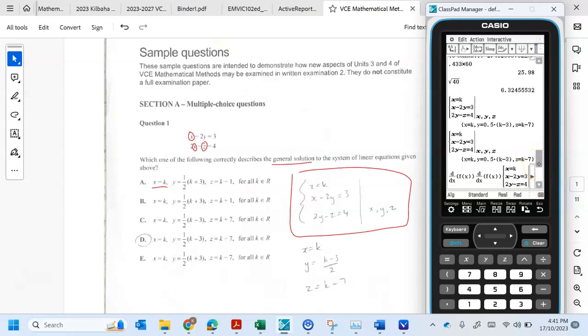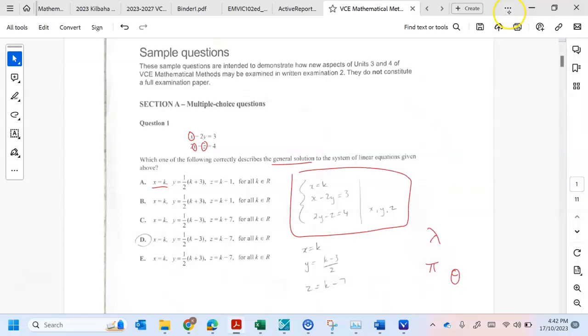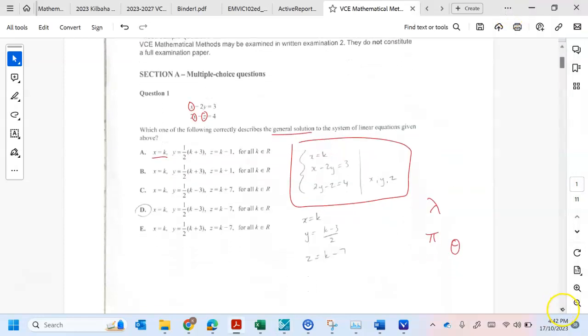So you'll notice how I've done x equals k, x minus 2y equals 3, and 2y minus z equals 4, and then we're solving for x, y, and z. It's just a matter of interpreting what the calculator has done, and if you want to get it in standard form, I had it in decimal before, but you can change it to standard form. Just make sure you can interpret what the calculator has told you, because it might not always match what the multiple choice options are. All right, let's move on to the next one.